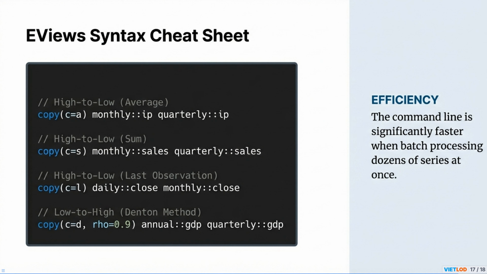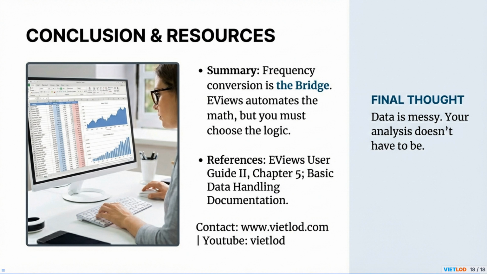The EViews command line is significantly faster, especially when you need to convert dozens of series at once in a batch process. The basic command is copy. For high to low conversions, the option C equals A specifies average, as shown in the first example. Copy C equals A, monthly : IP, quarterly : IP. For sum, use C equals S, like in copy C equals S, monthly : sales, quarterly : sales.